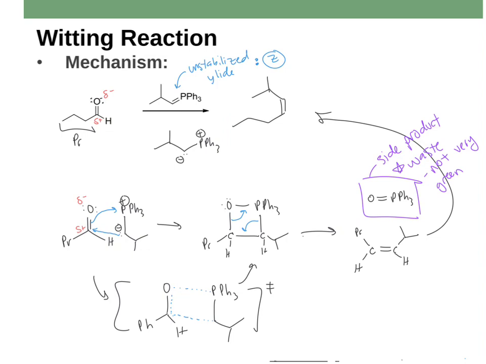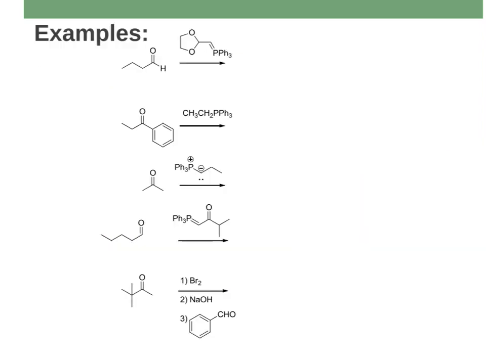But here's the mechanism, right? It's really just kind of 2 steps, right? The 2 things come together and then the 2 things break apart, right? So it's kind of like you got step 1 and step 2. That's really it. Form a 4-membered ring, break the 4-membered ring. So let's look at some examples.